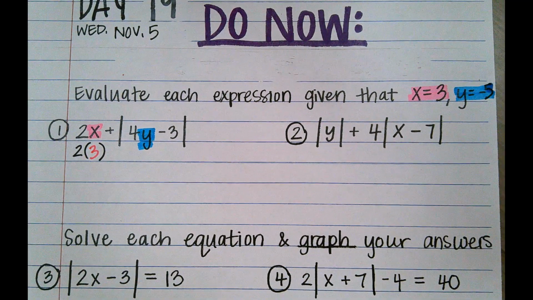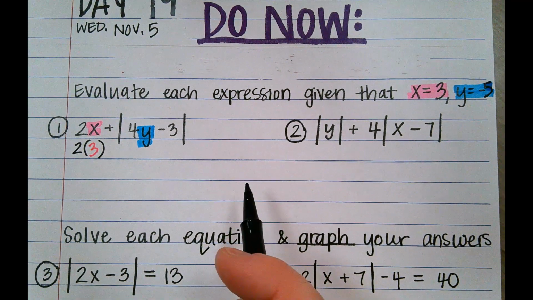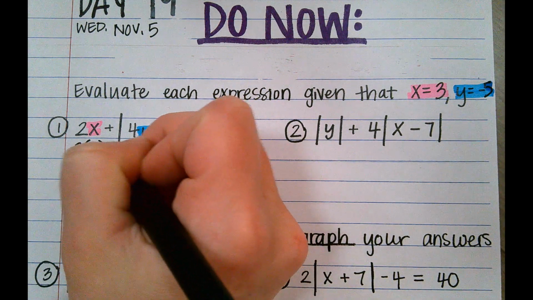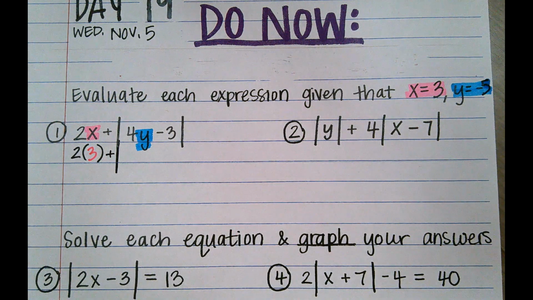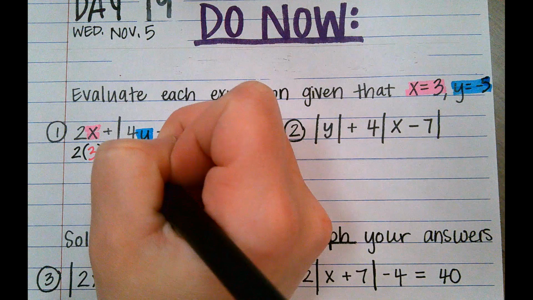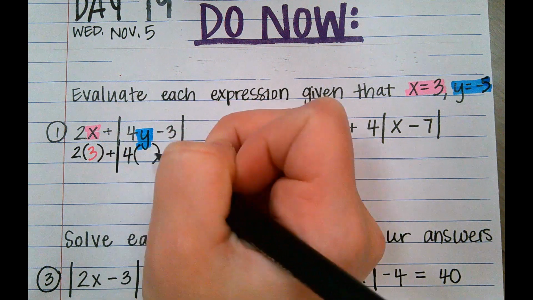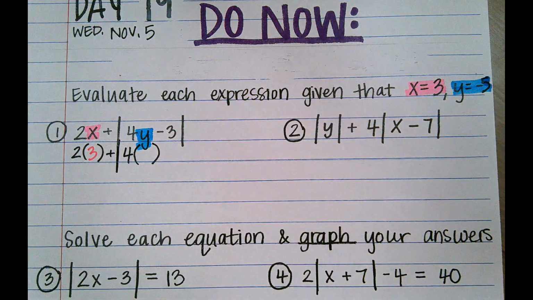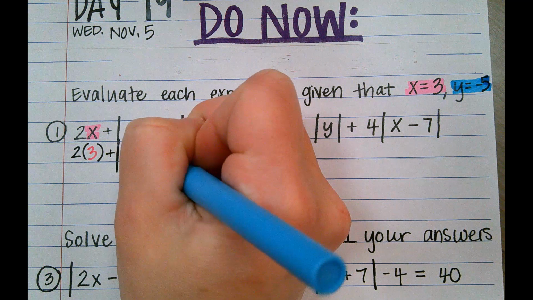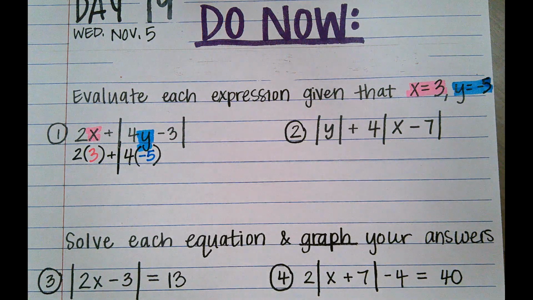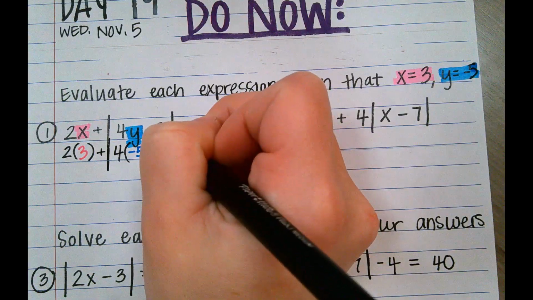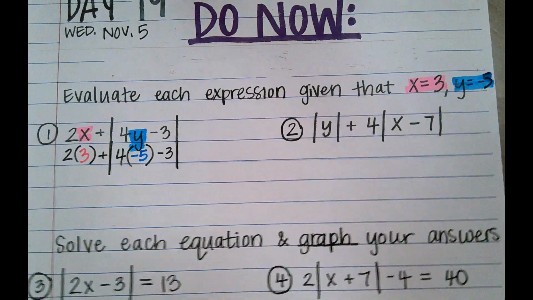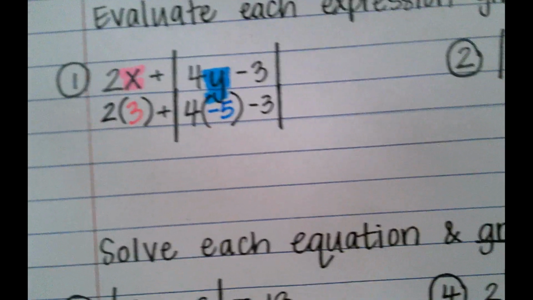And what will I write next? The plus sign and then the absolute value bar. Plus sign, absolute value bar. 4 times -5 for y. Good. 4 times, and we'll plug in -5 for y. Then -3, absolute value bars. So now I've got everything plugged in.